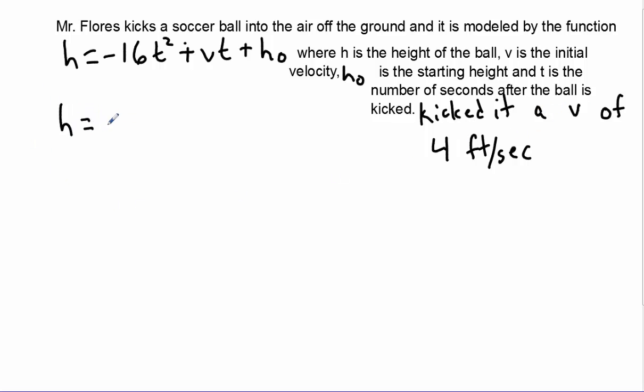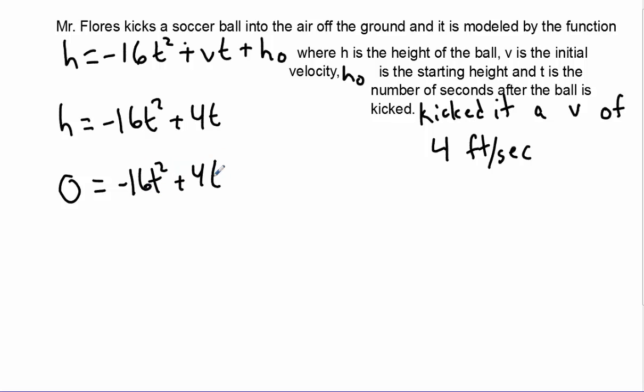So plugging in what we know, we have -16t squared plus 4t plus, well, h sub 0 is the starting height. If you read the problem, it tells us that I kicked the ball off the ground. So the starting height is 0, so we actually don't have to put plus anything. Okay. Now, the whole point of this problem is to find out how long the ball is in the air. Okay. So if the ball is no longer in the air, that means the ball is on the ground. So the height is 0. So you have -16t squared plus 4t is equal to 0.